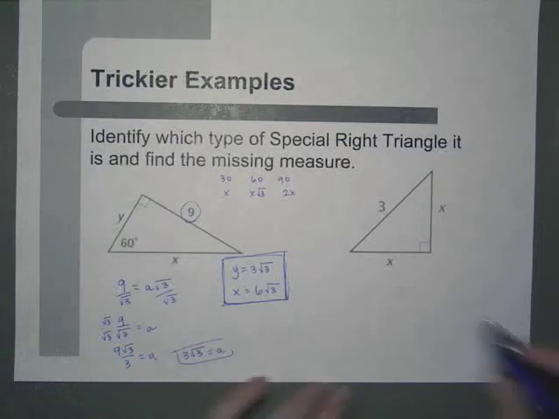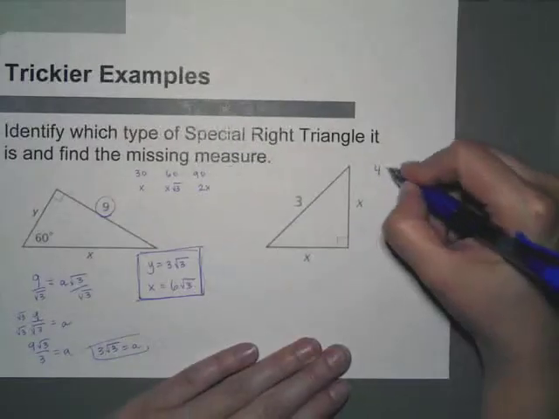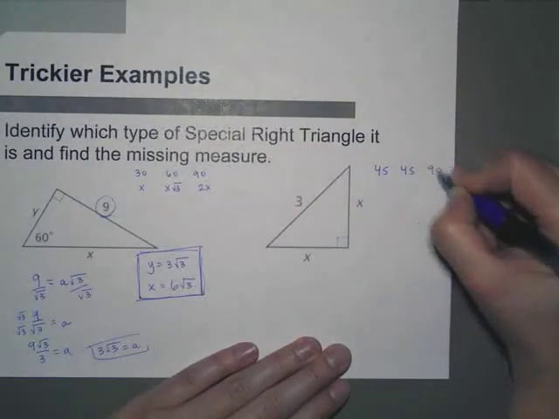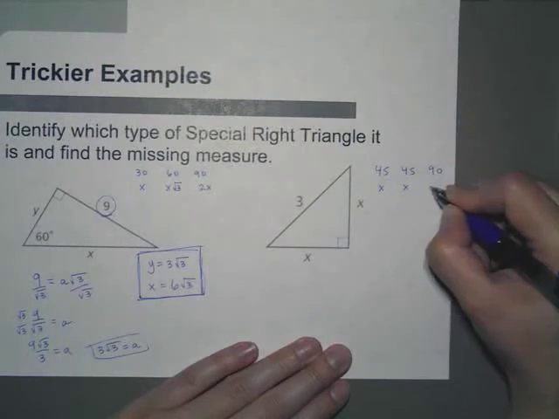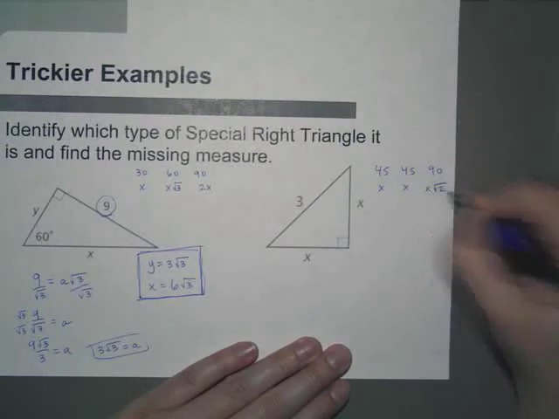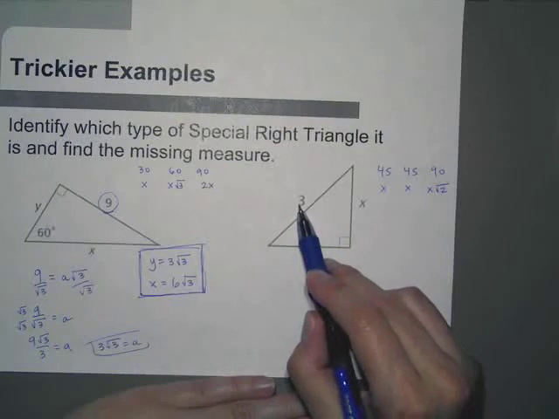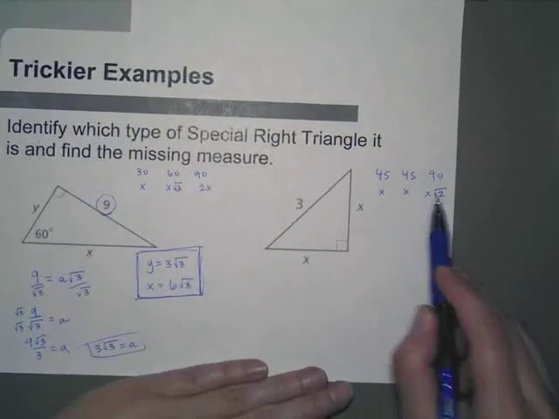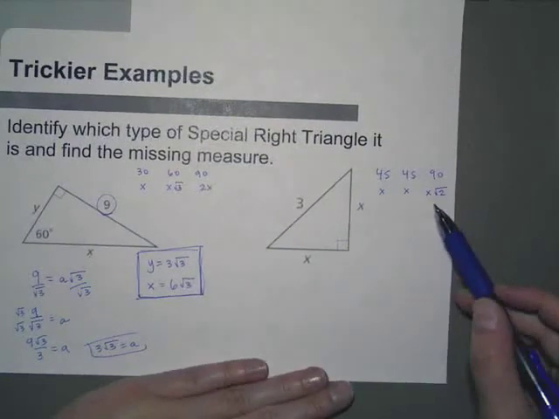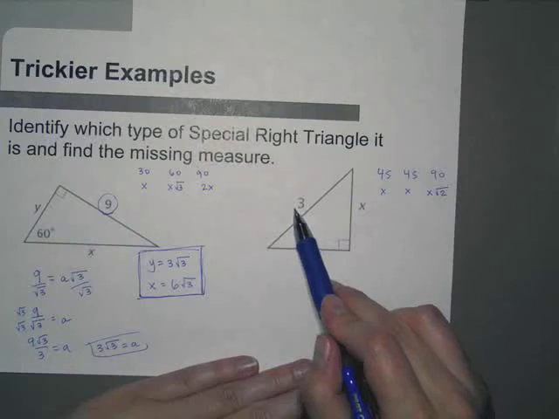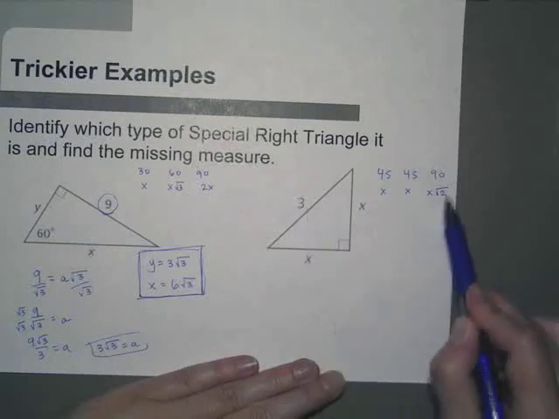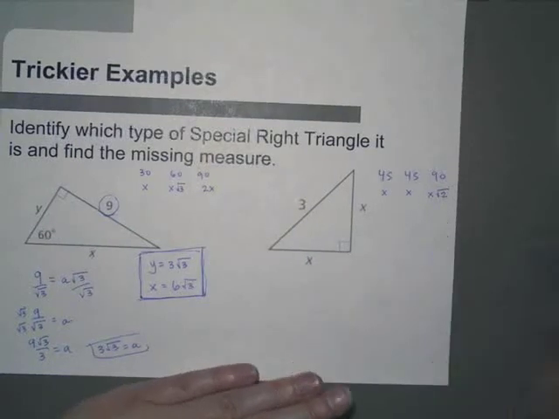All right, here we go again with the 45, 45, 90. Here we know x, x, and x times the square root of 2 is our property. Here we're given 3 for the hypotenuse, but it's not 3 times the square root of 2 or something that would make this easy. So what we're going to have to do is take this 3, set it equal to x times the square root of 2, and solve for x.